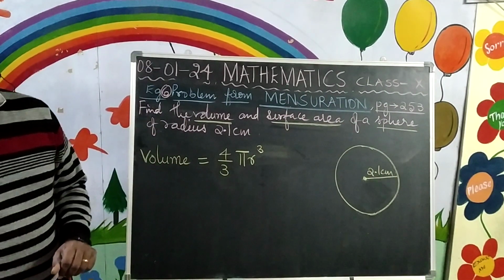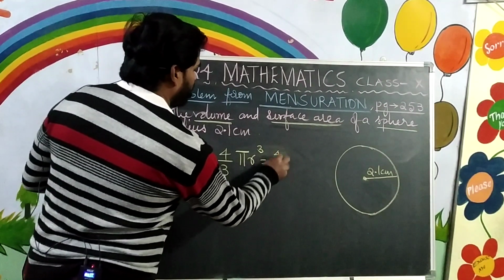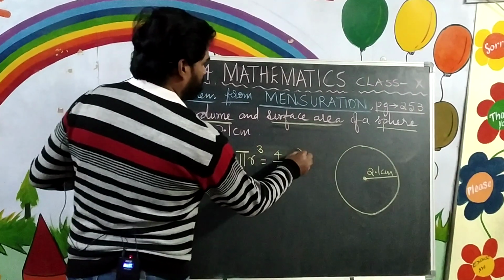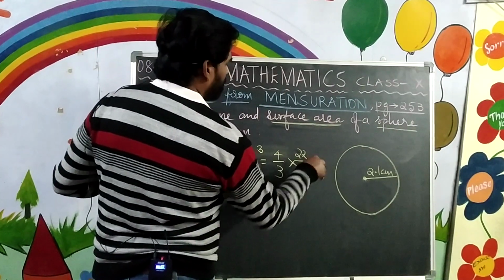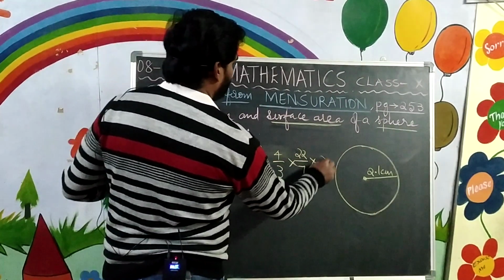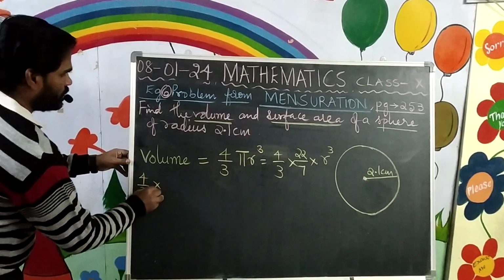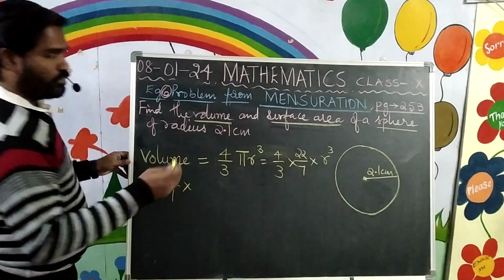So volume is nothing but the formula 4 by 3 pi r cube for a sphere. Now we will substitute the values: 4 by 3 as it is, but don't write pi as it is. Substitute the value 22 by 7. After this, you need to write the r cube value also. Since I don't have space, I'm writing it here: 4 by 3 into 22 by 7 into the r value, which is 2.1.